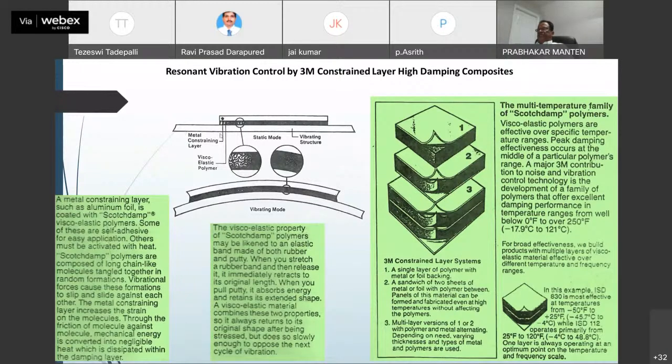So there is a metal constraining layer, shown in a static mode and in a vibrating structure under a vibrating mode. What is happening? A metal constraining layer such as aluminum foil is coated with what's called Scotchdamp. It's a viscoelastic polymer, their trade brand. Some of these are self-adhesive, so you can attach them to the structure easily and quickly, while others must be activated with heat. Various applications are there. Scotchdamp polymers are composed of long chain-like molecules.